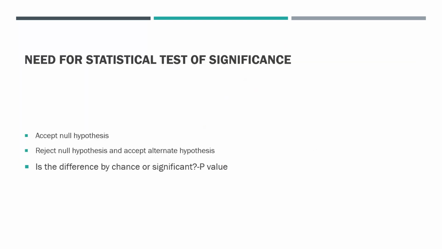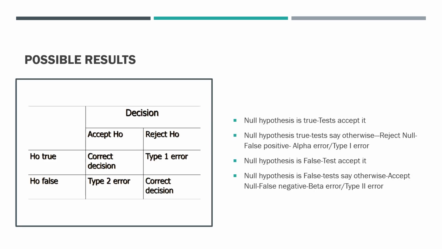So your need for a statistical test is this. It is going to help you to either accept the null hypothesis or reject the null hypothesis, and tell whether the difference is significant or not. That difference is represented by the p-value. Before we jump into p-value, we need to know a few other terms like alpha error and beta error.